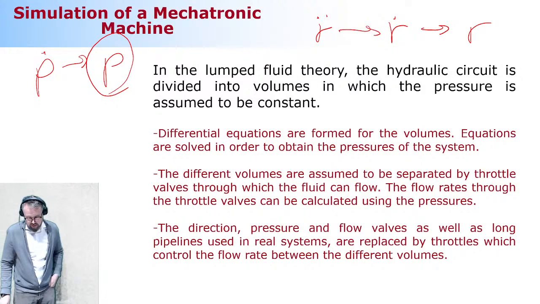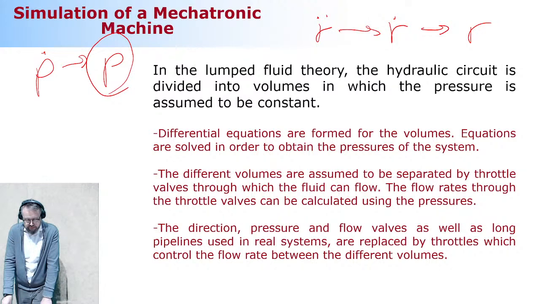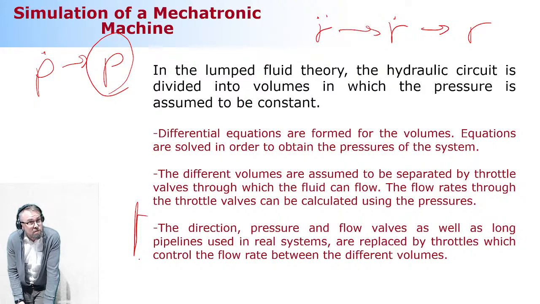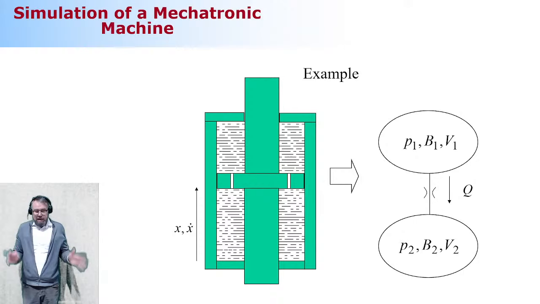Okay, so pretty much what I just said, the different volumes are separated by throttles through which fluid can flow. That's pretty much the case. We're going to take a look at examples momentarily, so that sheds light on this concept. Every single component is considered as a throttle, no more than a throttle. That's the concept behind it. Okay, here's a damper.